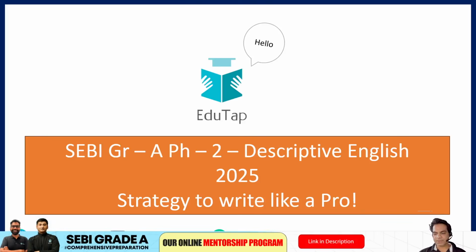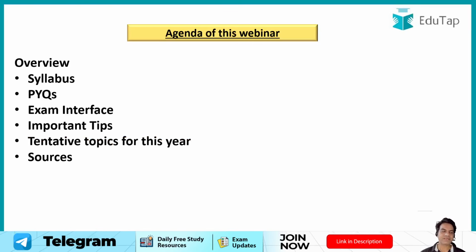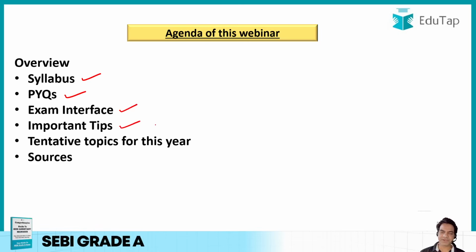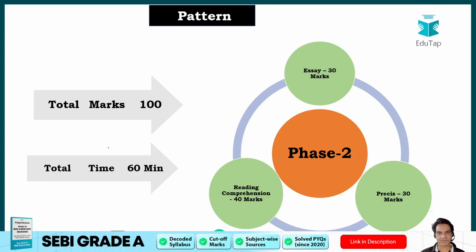All right guys, now coming back to the topic, what should be a strategy to practice for descriptive English paper before your notification is out. So the agenda of this session is to provide you the syllabus, PYQs. I'll also discuss the PYQs of last year with you, exam interface, important tips to prepare for your exam, tentative topics for this year, and some sources that you can use to prepare for this exam.